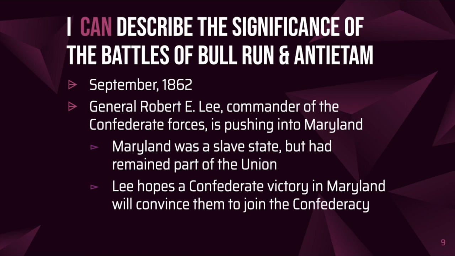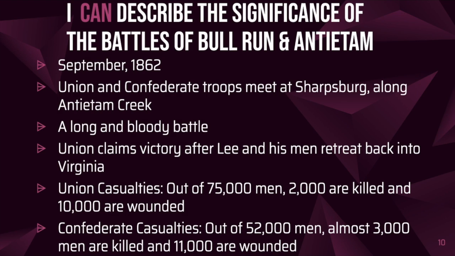Now, fast forward, we're talking about the Battle of Antietam. This takes place in September 1862, and General Robert E. Lee, who's the commander of the Confederate forces, is pushing into Maryland. Maryland is a slave state, but it remained part of the Union. So Lee's hope is that a Confederate victory in Maryland will convince them to leave the Union and join the Confederacy. Union and Confederate troops meet at Sharpsburg, which is along Antietam Creek. That's where it gets its name.